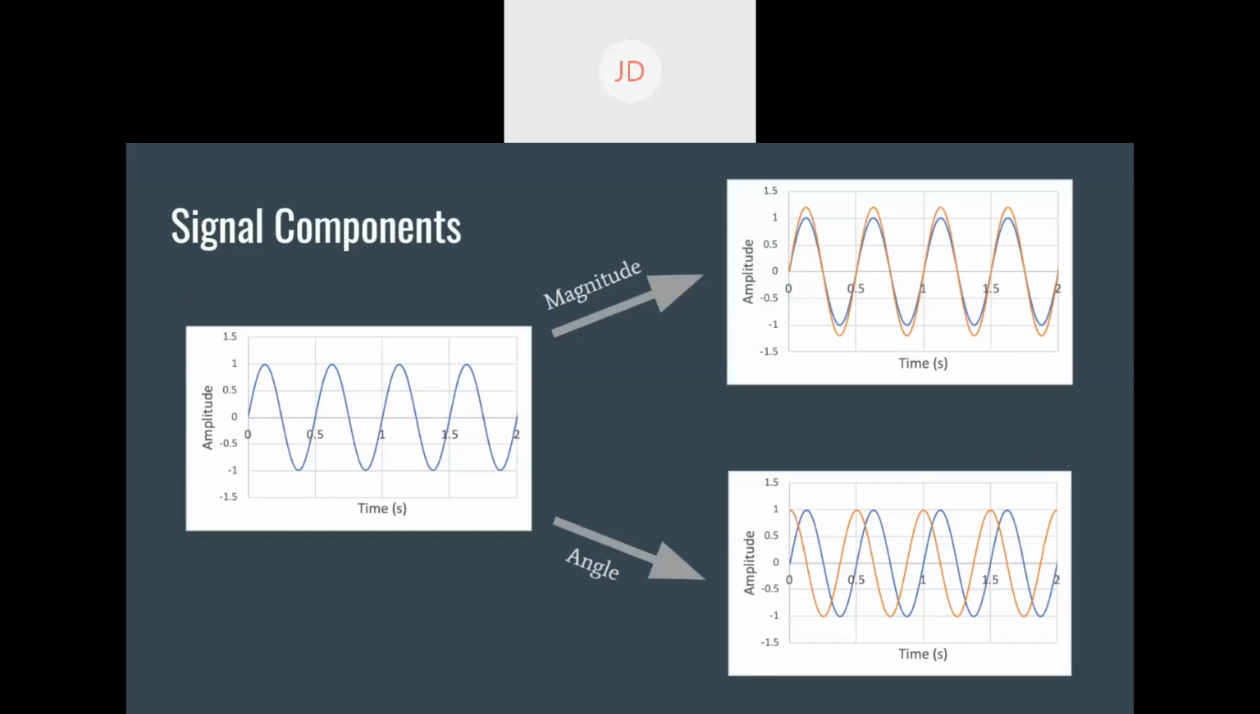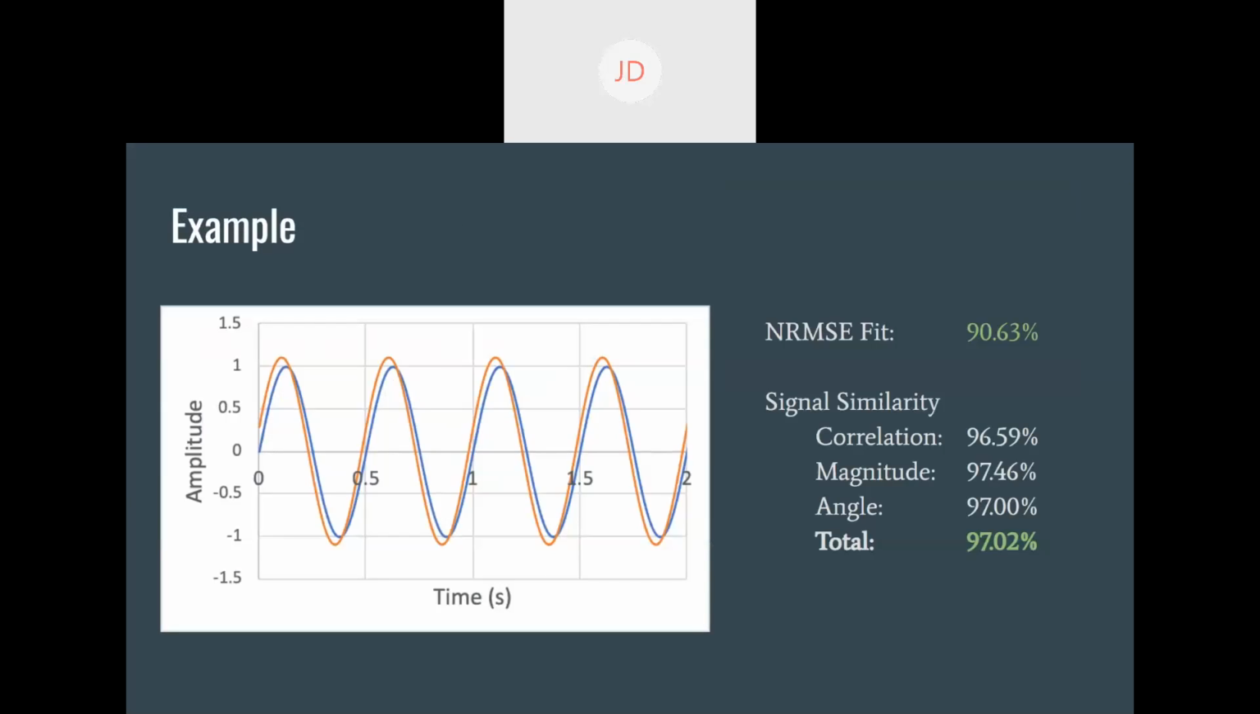Starting from a base signal on the left, you can see that variations in magnitude are in orange on the top, and variations in phase angle are in orange on the bottom. This signal shows a combination of variations in both magnitude and phase angle, and the signal similarity algorithm outputs these three numbers for correlation, magnitude, and angle respectively in order to generate an overall score for how accurately this model represents the base signal.